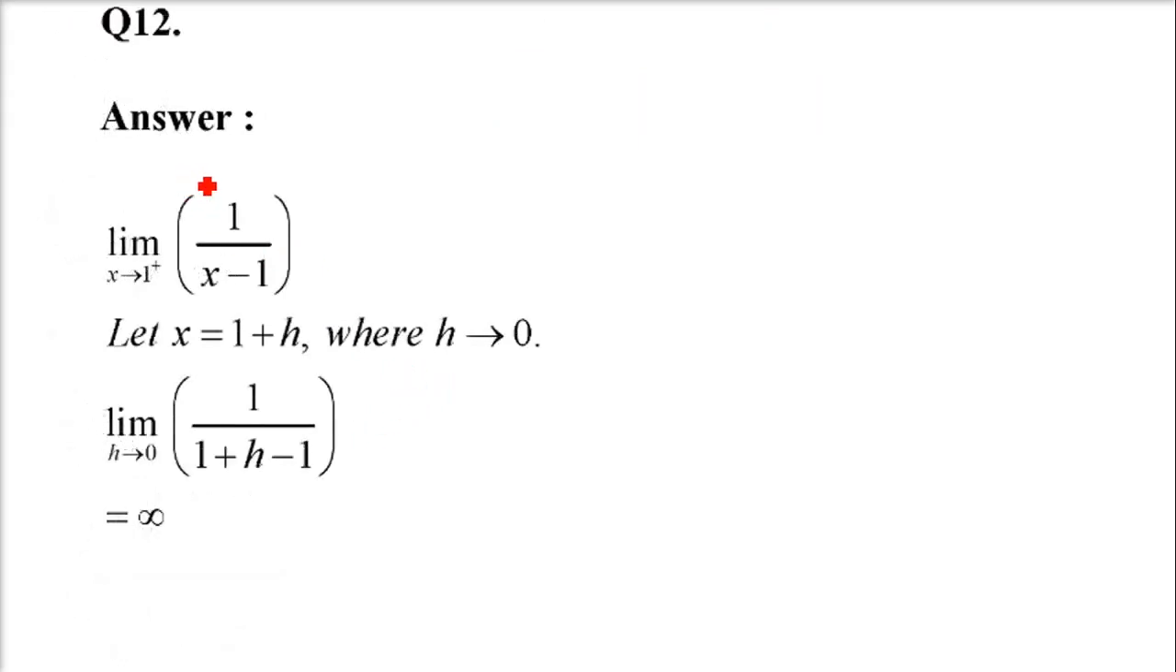Question number 12. Find the limit as x tends to 1 plus, that is the right hand side, of 1 by x minus 1. We know 1 plus is a plus h, and 1 plus means you are adding h to 1. 1 is the critical point, you have a as 1. So a plus h, 1 plus h, you have to put x as 1 plus h. 1 by 1 plus h minus 1.